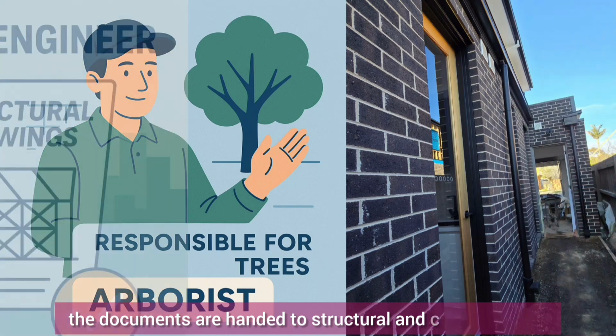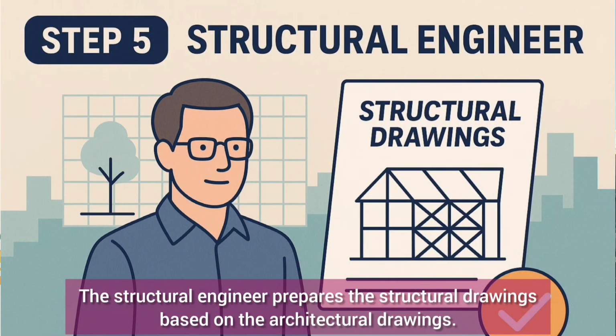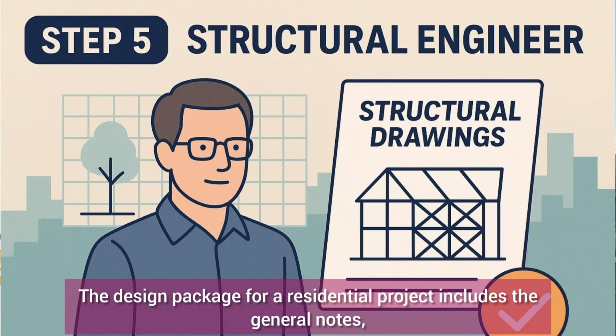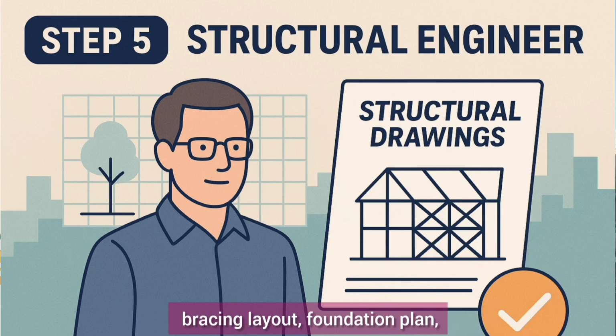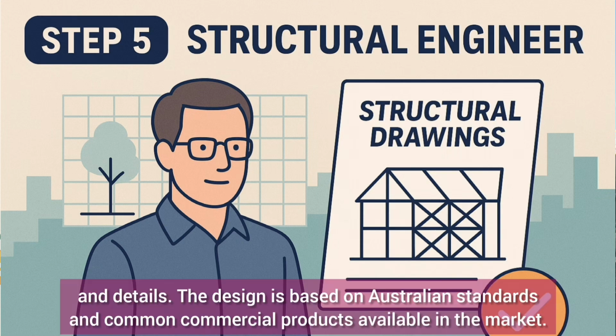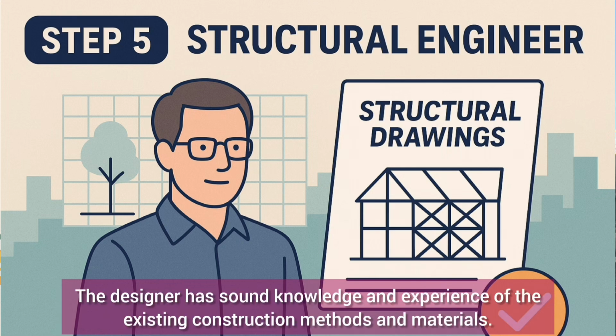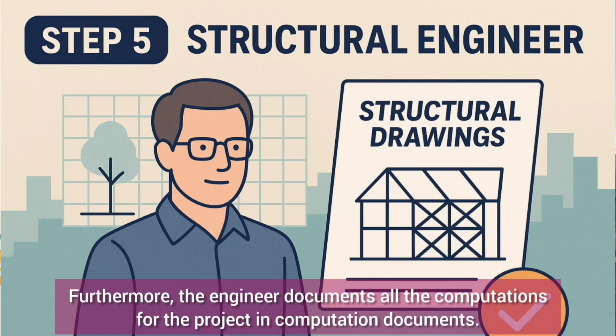civil engineers. The structural engineer prepares the structural drawings based on the architectural drawings. The design package for a residential project includes the general notes, the roof layout, sections, connection details, bracing layout, foundation plan, and details. The design is based on Australian standards and common commercial products available in the market. The designer has sound knowledge and experience of the existing construction methods and materials. Furthermore, the engineer documents all the computations for the project in computation documents.